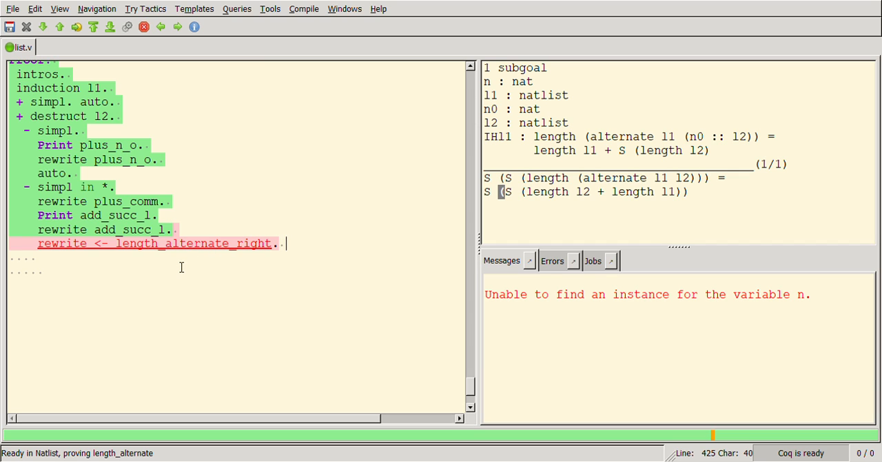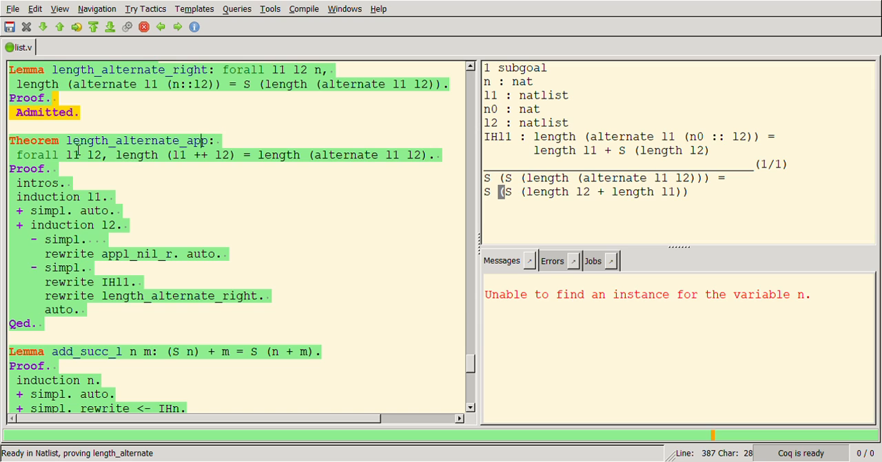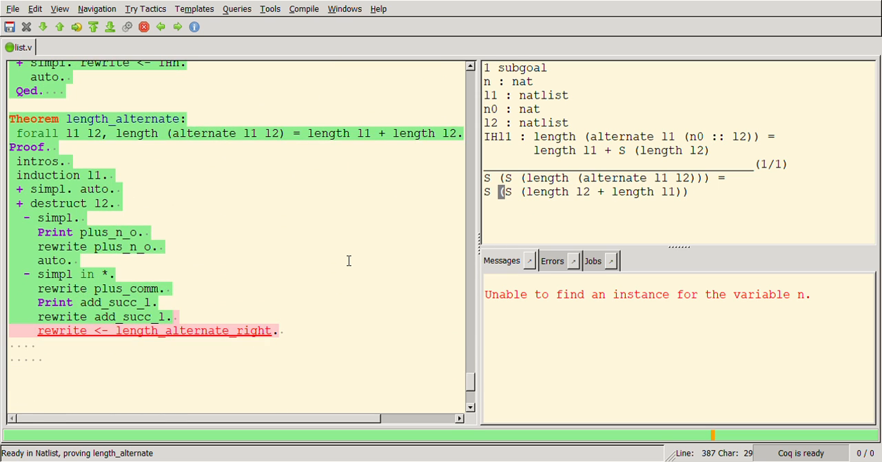Okay, so then length alternate right is not the correct lemma to rewrite here. Instead, if we look at this theorem, length alternate append, I think this should work, because we have no n here, so we cannot rewrite it. But let me try this: length alternate append, and the situation is exactly like this. Length alternate L1 L2. Yes, we should be able to rewrite it. So let me replace this with append instead.